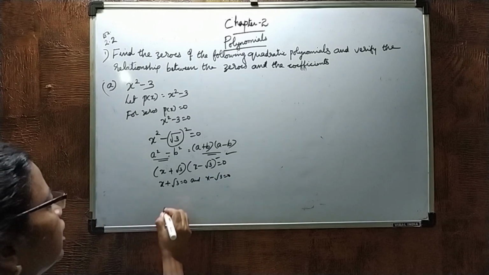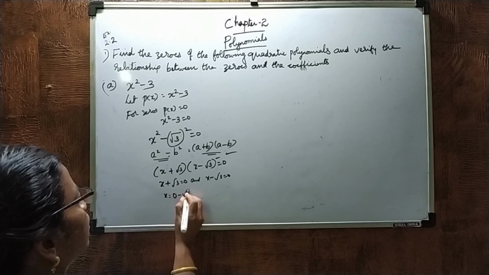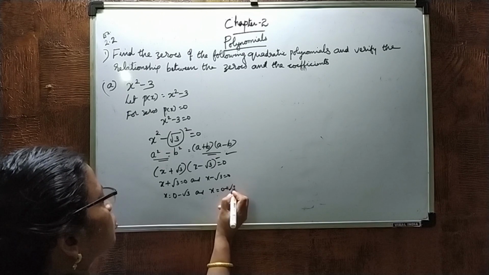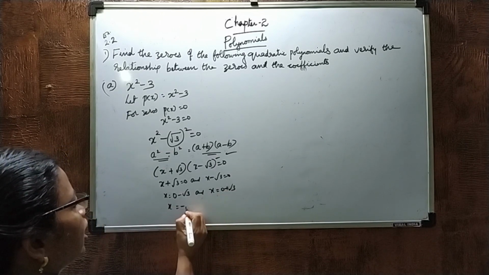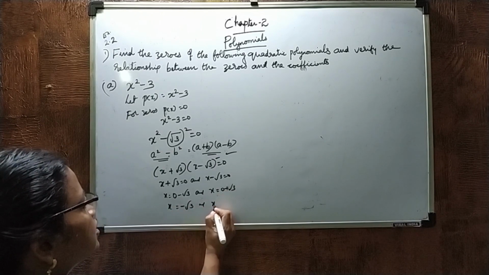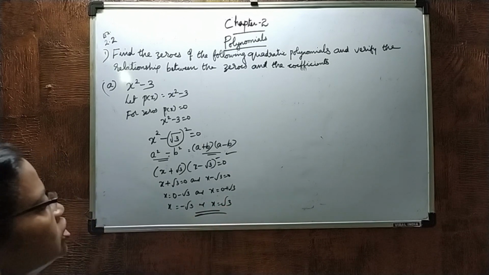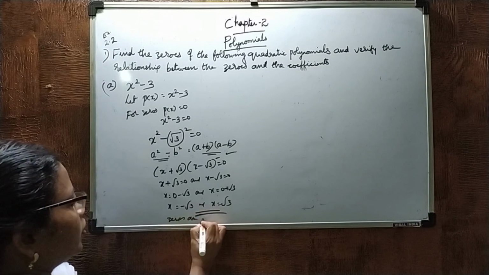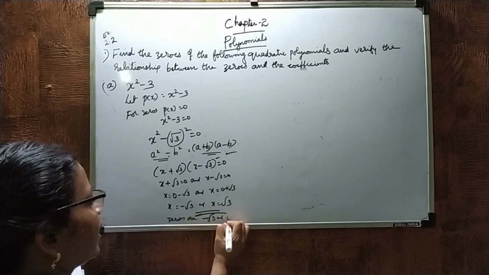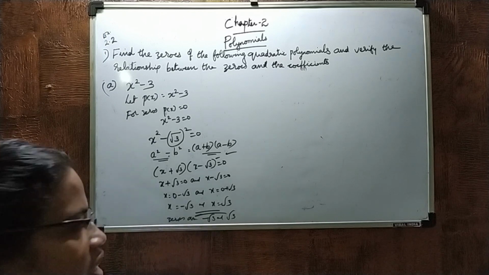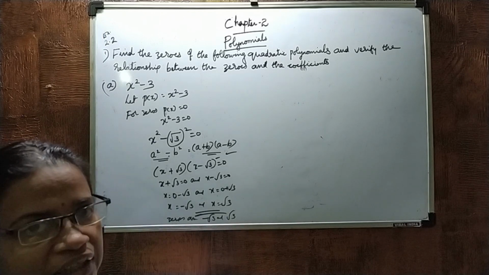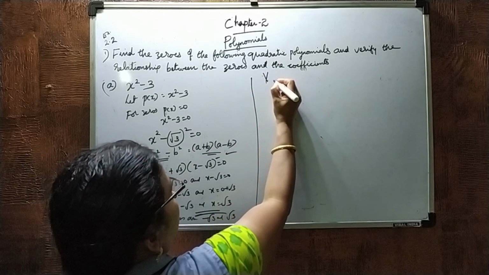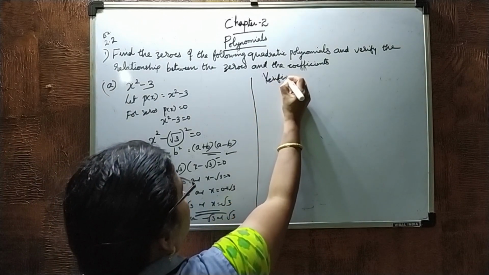What is the next step then? So x is equal to 0 minus root 3 and x is equal to 0 plus root 3. Now you know that x is equal to negative root 3 and x is equal to root 3, you will get. So the zeros are negative root 3 and positive root 3. Now verification you have to do. So heading verification you have to write.